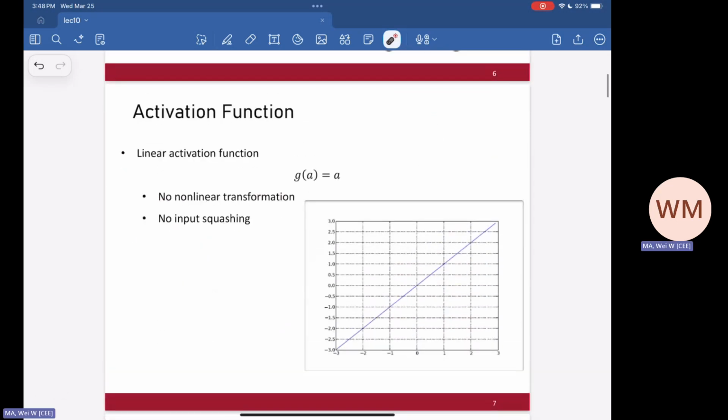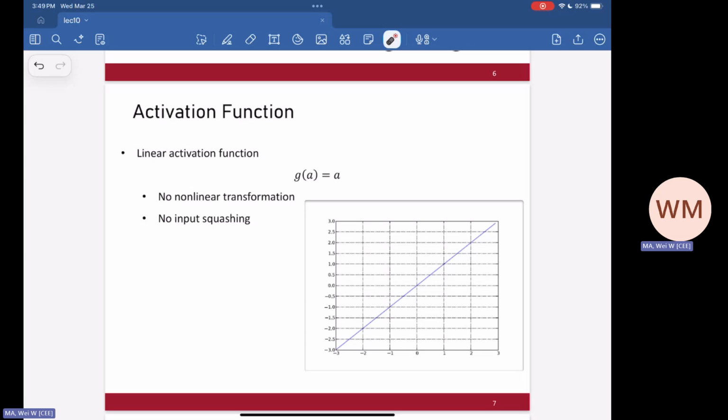Let me give you several activation functions as examples. If g(x) equals x, we call it a linear activation. Basically this is no activation; you just pass through. This gives you linear regression. So if you just use linear activation, you get linear regression. Here there is no non-linear transformation. This is a linear transformation, and there's no input squashing. Input squashing means that no matter what your input is, your output is squashed into the same range.